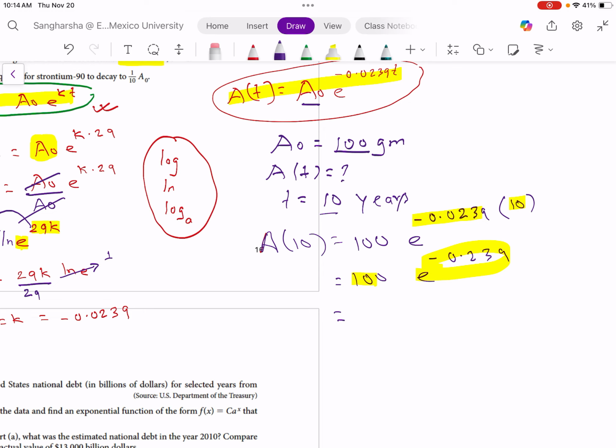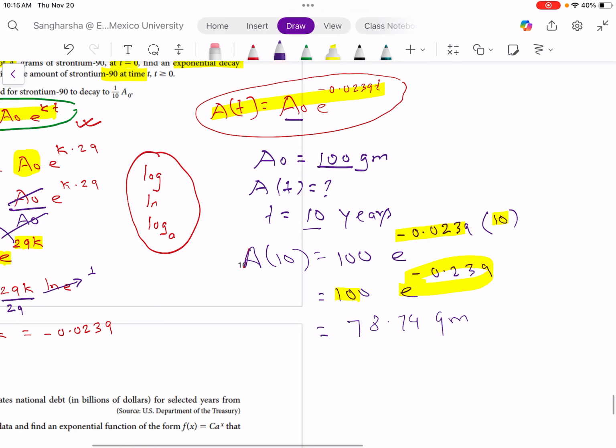So we have 100 gram initial strontium-90, and our target is finding the amount of strontium-90 after 10 years. So what will be the amount of strontium-90 after 10 years? 78.74, you say? 78.74 gram. See, so we had 100 gram, and after 10 years, we still have 78.74 gram.